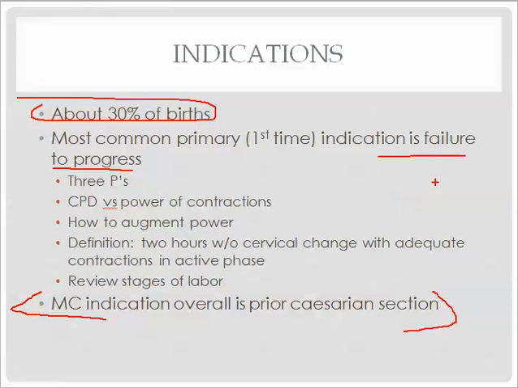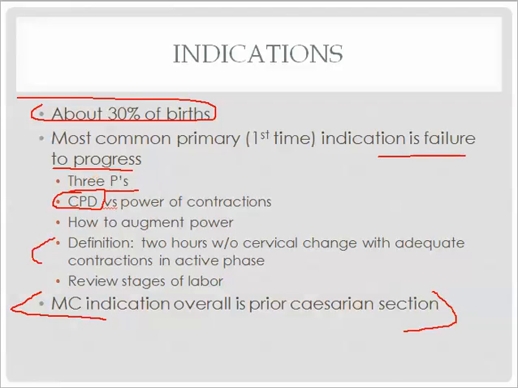So let's think about failure to progress a little bit. That has to do with the three P's: the pelvis, the passenger, which is the baby, and the power of the uterine contractions. And that really boils down to two things. You can have cephalopelvic disproportion, so that's a passenger-pelvis problem, and then you could have a power of contractions problem. If you have a power of contractions problem, you could try to augment that with oxytocin or rupture of membranes. But if that fails, then you could find yourself in failure to progress.